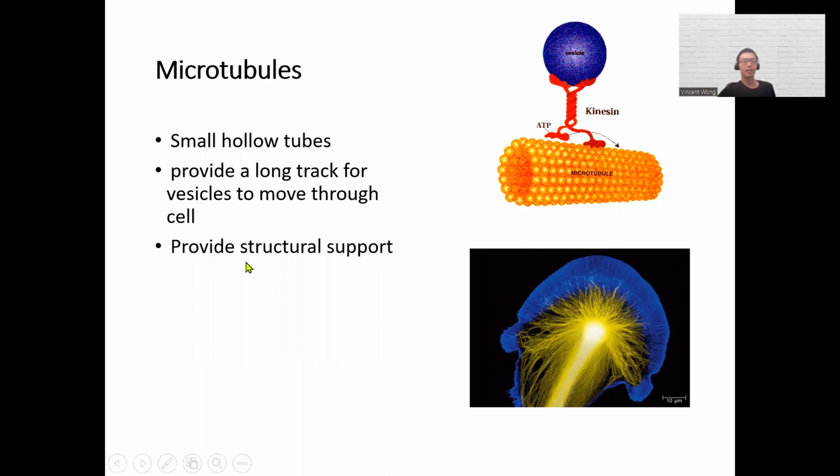They also provide structural support. This is the growing tip of a neuron. It's trying to extend part of the cell to make a connection with another neuron cell. And to guide this extension, we need to have the microtubules.